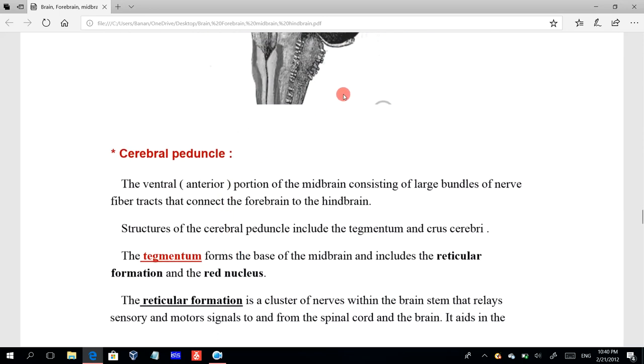That's about the dorsum, the tectum. The second part of the midbrain, the anterior part or the ventral part, which is called the cerebral peduncle, سويقة المخية. The ventral or anterior portion of the midbrain, consisting of large bundles of nerve fiber tracts that connect the forebrain to the hindbrain.